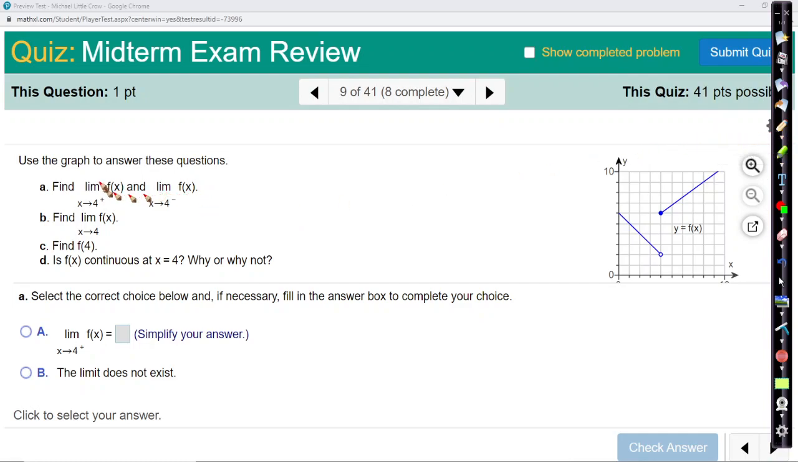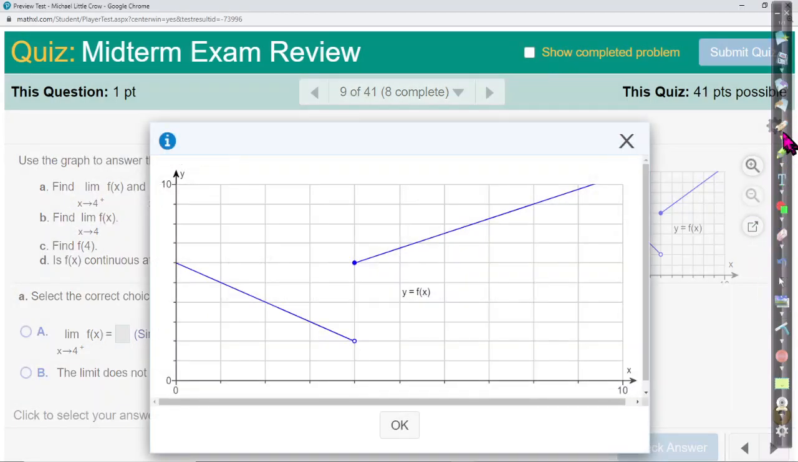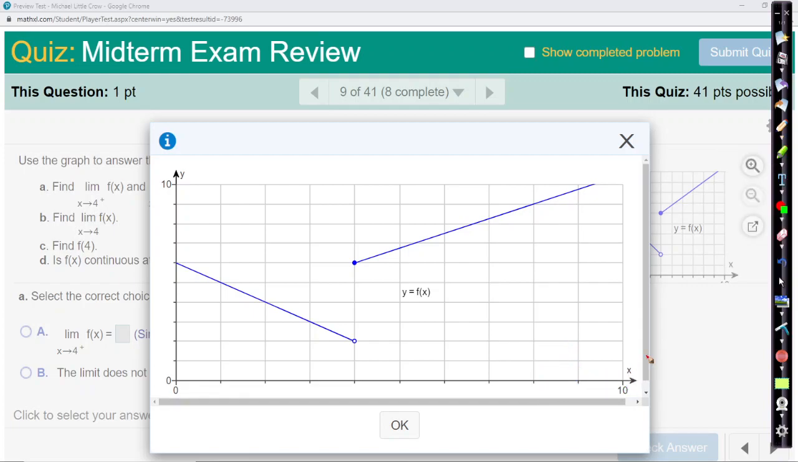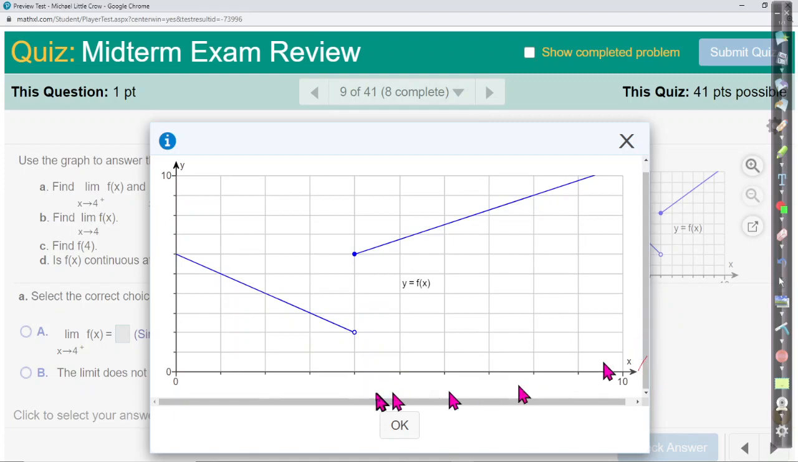We're making progress. So use the graph to answer these questions. Find the limit as x goes to 4 from the right and from the left. Let's make this large. It's easier to see what we're doing. So I guess these are ones: 1, 2, 3, 4. That makes sense.